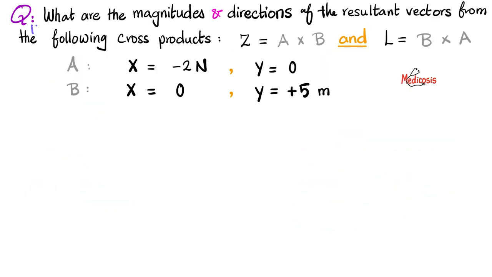Question number 10. Try this one. What is the magnitude and the direction of the resultant vectors from the following cross product?